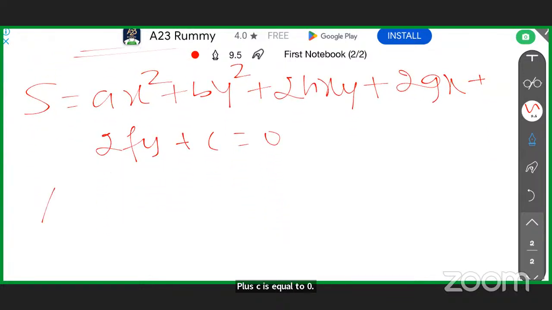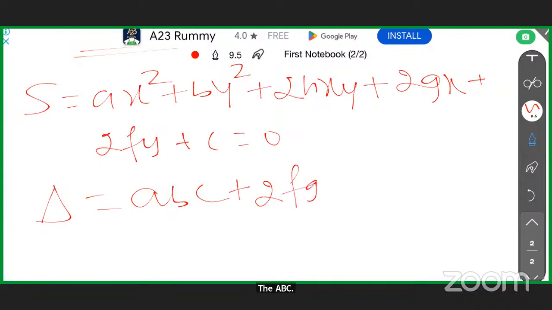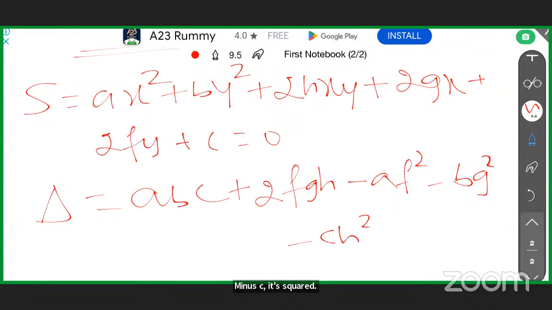And for this, I'm taking a determinant delta as abc plus 2fgh minus af square minus bg square minus ch square. When this equation is given, I compare the equation. Sometimes we get an equation like x square plus y square plus 2xy plus 2x plus 3y plus something. Sometimes they'll give such a big equation and say find the locus of the equation. At that time, instead of taking common, squaring and so on, we can use this step.